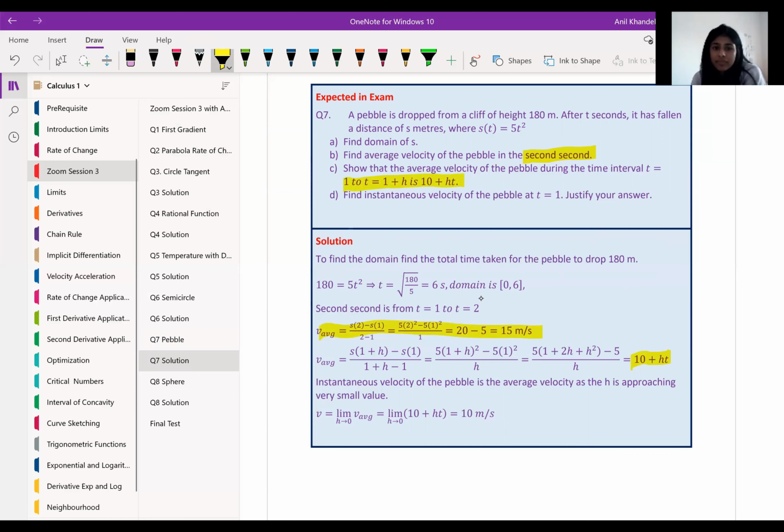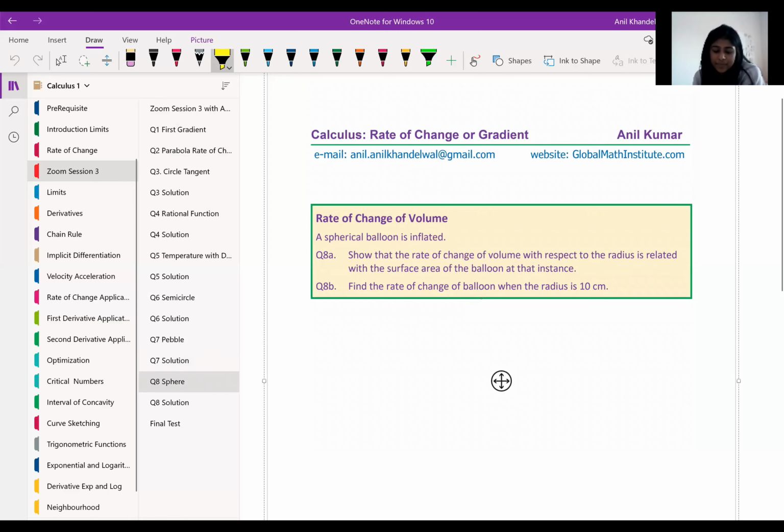Once you derive this, then in E, you could just substitute the value of h as 0 and find your answer. All right. Yes. So we are almost at the end now. Here is the last question for you. How will you do this rate of change of volume question? Can you read the question?